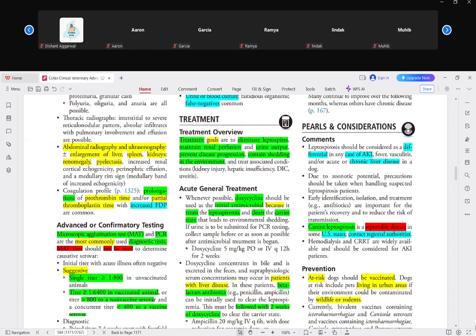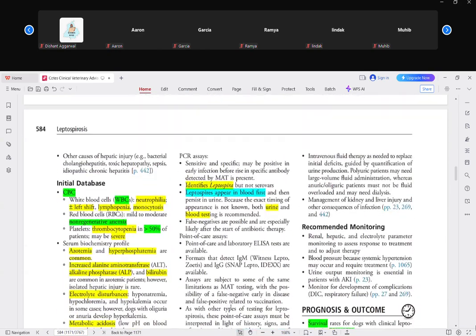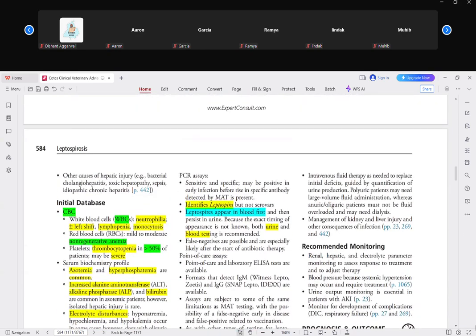Okay, this doxycycline is a very good antibiotic. It actually clears even the carrier state of the animal. So in the acute stage, you use ampicillin or penicillin initially to clear the leptospiremia, then you use doxycycline to clear the carrier state. That's very important. Ampicillin you use 20 mg per kg every 6 hours IV, with reduction of the dose in endemic dogs or cats, and then you use 5 mg per kg doxycycline. Okay, that's very important.